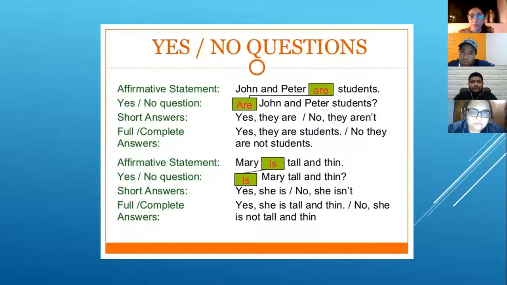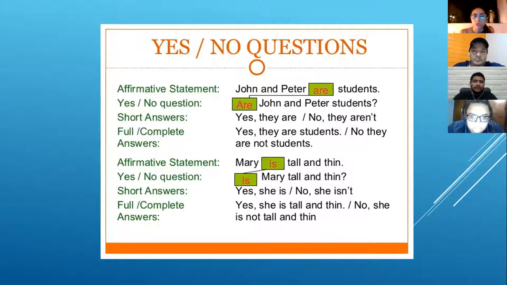Let's see here. Nelson, can you read yes, no questions, affirmative statements? Todo ese bloque, Nelson, please. Affirmative sentence. John and Peter are students. Yes, no question. Are John and Peter students? All right. Short answer. Yes, they are. No, they aren't. Very good. Full, complete. Yes, they are students. No, they are not students. Very good. Okay, ahí vemos la short answer y luego la complete or full answer, right? Then we say, yes, they are, or yes, they are students. No, they aren't, or no, they are not students. All right? Very good. Thank you, Nelson.